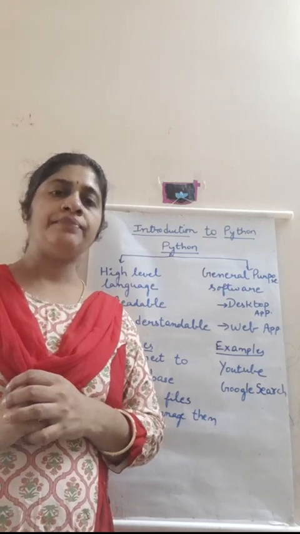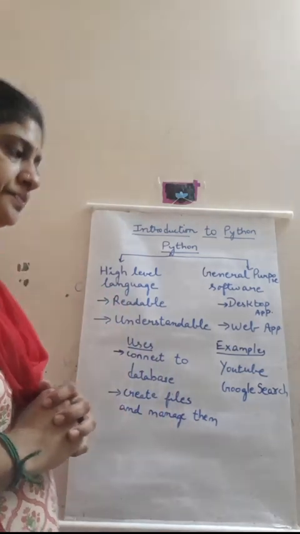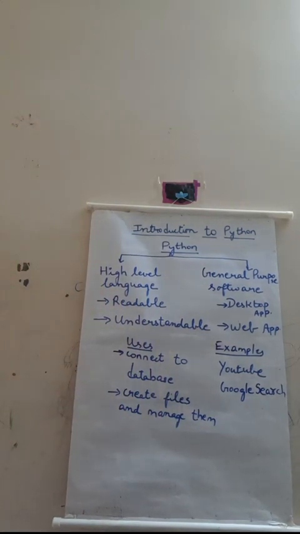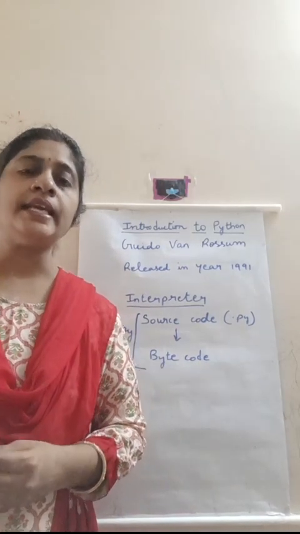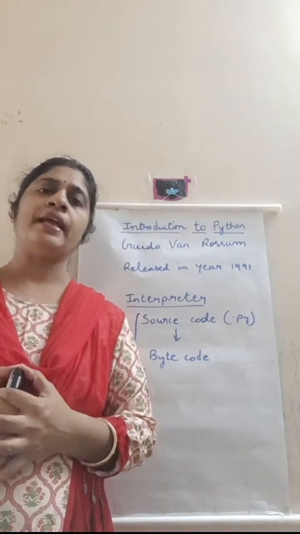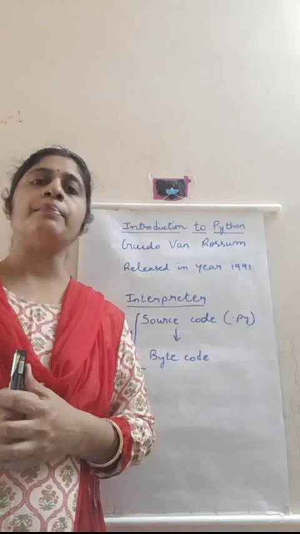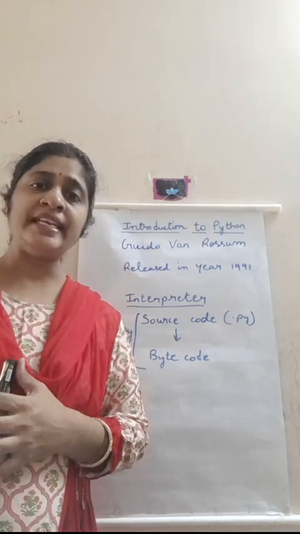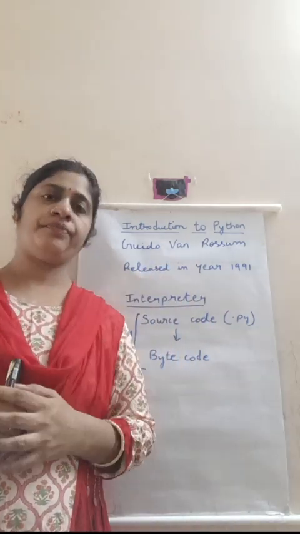Now we will see who has developed Python. Python was developed by Guido van Rossum. He was the person who developed Python and it got released in the year 1991.